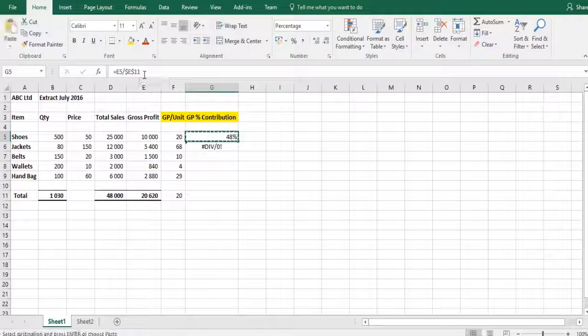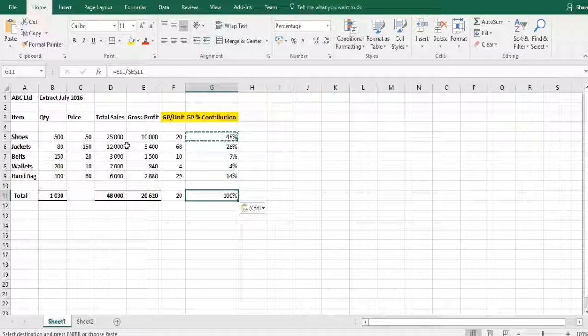So if we now copy this formula down, you will see that the E11 remains fixed, and the result is that it calculates the contribution per item relative to the total.